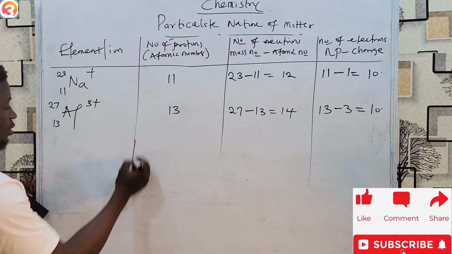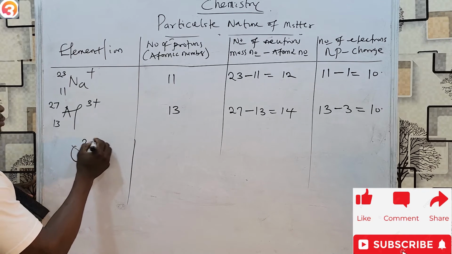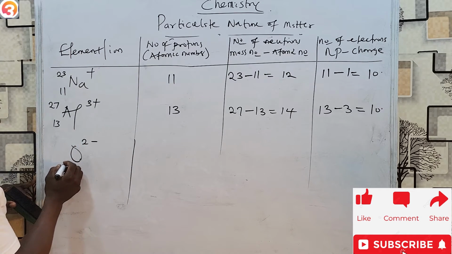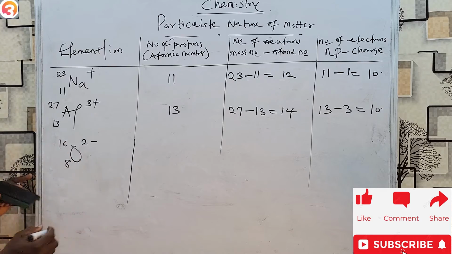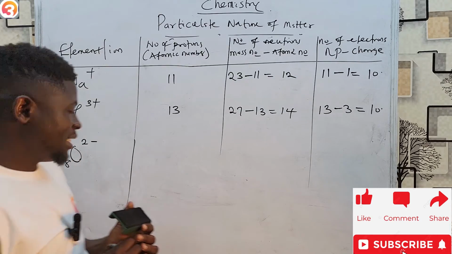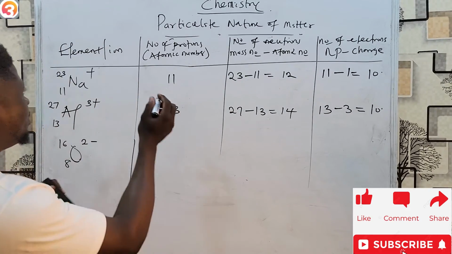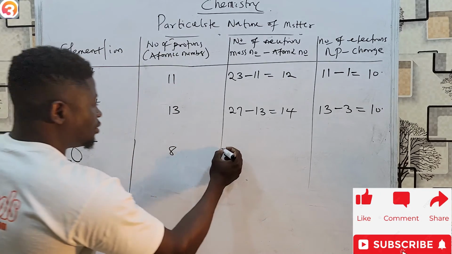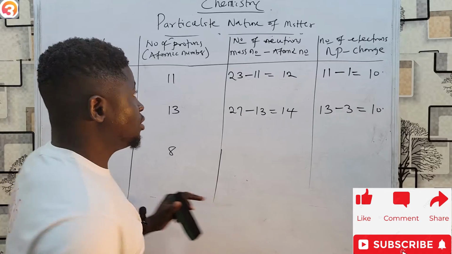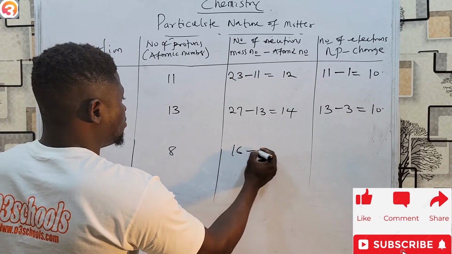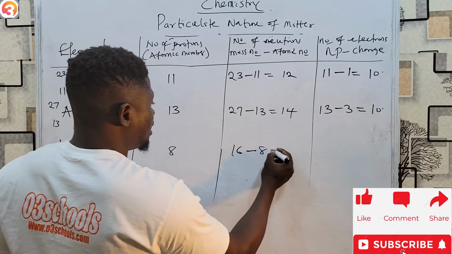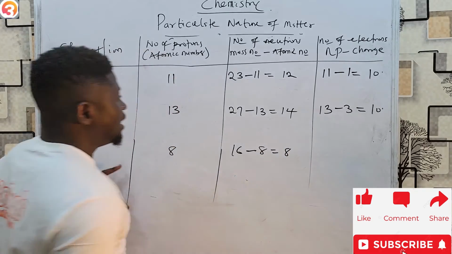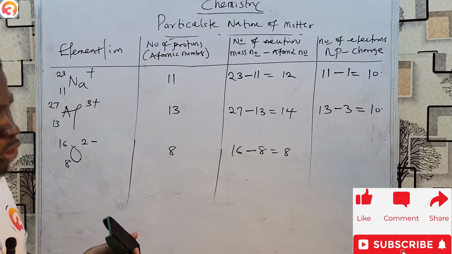They have oxygen as O2 minus. The atomic number is 8. What is the mass number? 16. We are aware of that, right? So it's as simple as that. Now what is the number of protons? That is the atomic number, 8. Then of course, what is the number of neutrons? The mass number is 16 minus the atomic number, 8, and that will give us 8. Then what about the number of electrons?